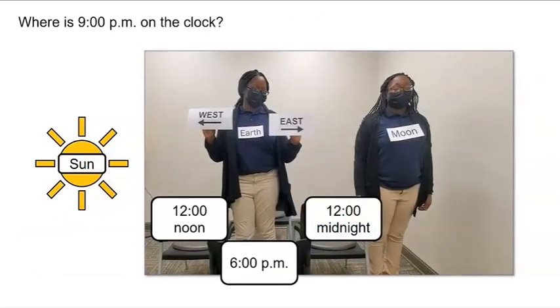Let's see. Where is 9 p.m. on the clock? Well, 6 p.m. is here, and 12 midnight is here. So 9 p.m. must be halfway between. Do you agree? Okay, great. Let's have the Earth student rotate to 9 p.m.